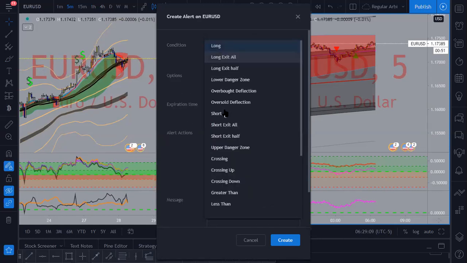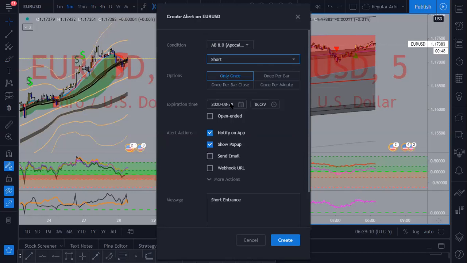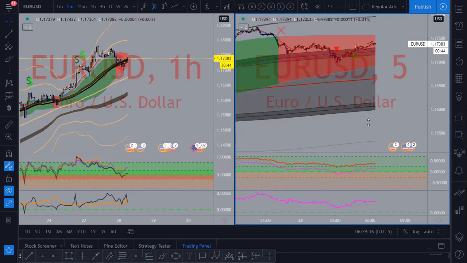So the short entrance, create. All right, and so just gonna wait on that for EURUSD.